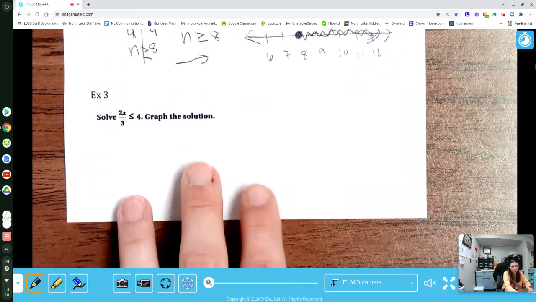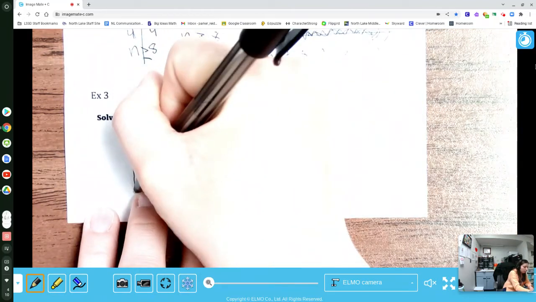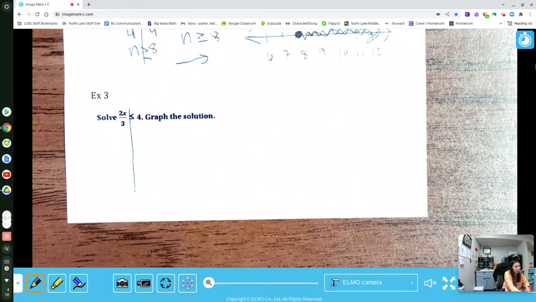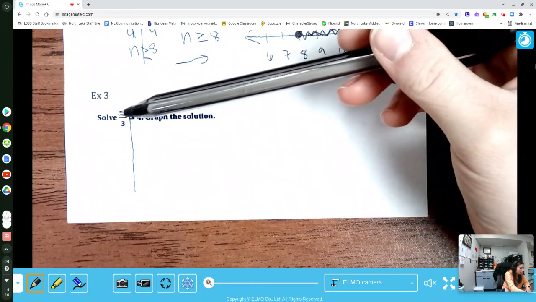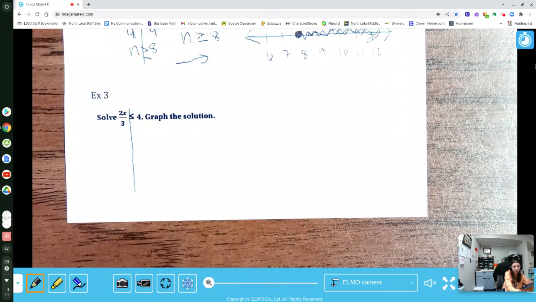Now our final example, we're going to combine some of the things we've learned. This says solve 2x over 3 is less than or equal to 4. So I am going to still draw my line through my inequality symbol. Now we have two things happening here. x is being multiplied by 2 and it's also being divided by 3. So I need to undo these things one at a time.